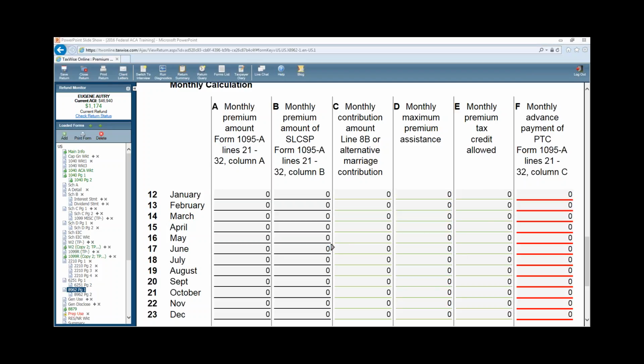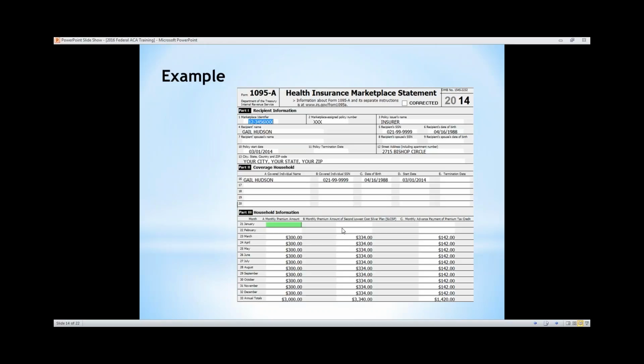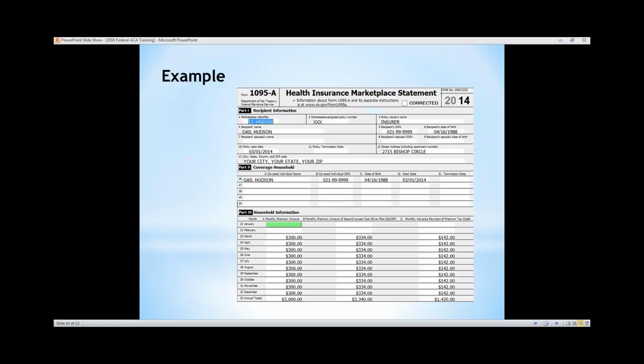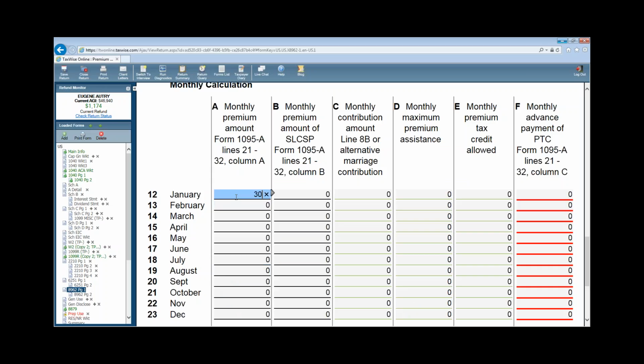So let's go back to the example that I just showed you. On the 1095-A, these are the columns that I just showed you in the Autry example. And then let's use these figures. So let's put in for A that it was $300 a month for the monthly premium amount, and then for the monthly premium amount for the actual cost of the healthcare, let's say it was $334 for Eugene.